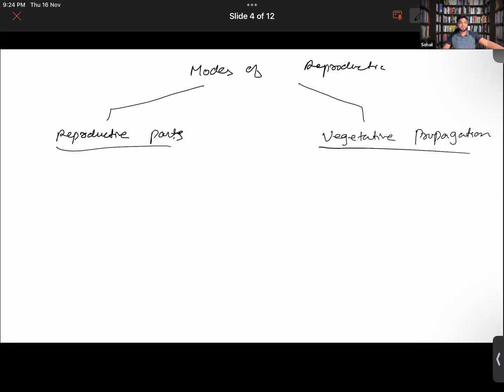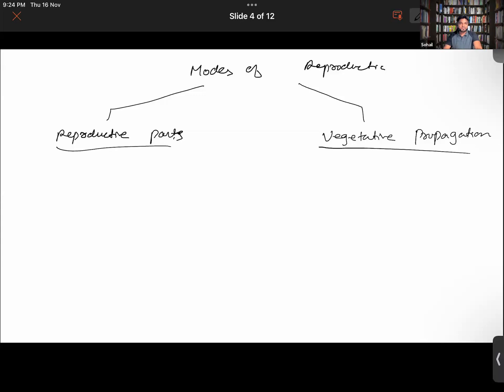All right now. So what do we get to see in the reproductive part, reproduction by use of the reproductive parts? What do we see? Which parts of the plant are involved in this? So pistil and stamen. Or we can just say it's basically flower, right?